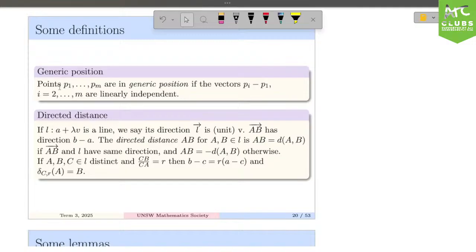We can consider the directed distance. Now, AB is equal to the distance from A to B if AB and L have the same direction. If they don't have the same direction, we write AB as equal to negative the distance from A to B. Now, if A, B, and C are distinct, and CB over CA is equal to R, then we can actually map it with a stretch.